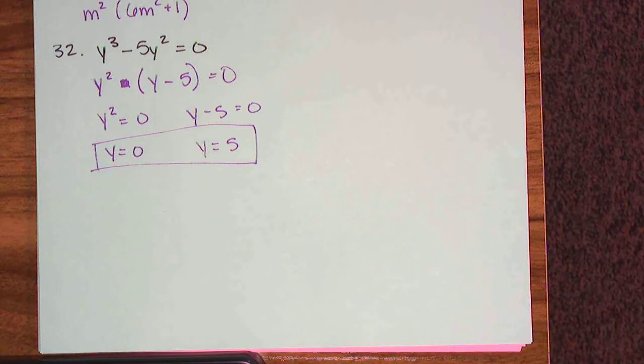Because it's a theorem that we talked about a couple chapters back, probably actually chapter 4, where you set each piece equal to 0 when you have stuff being multiplied like that.